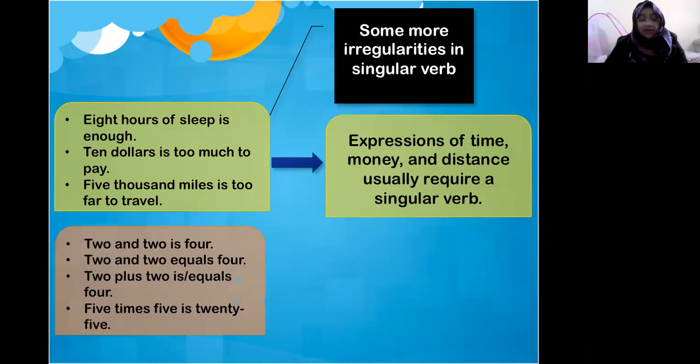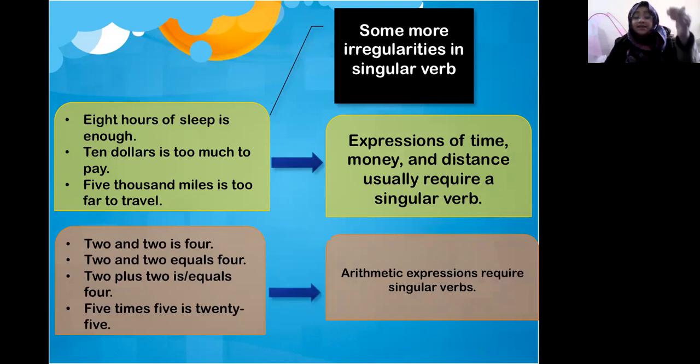Now, see that example, 2 and 2 is 4. We will not say 2 and 2 are 4. 2 and 2 is 4. 2 and 2 equals 4, not equal 4, equals 4. 2 plus 2 is or equals 4. 5 times 5 is 25. So always remember that this type of arithmetic expression requires a singular verb.